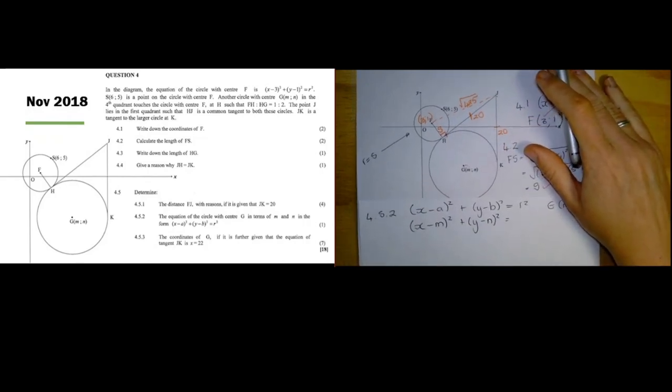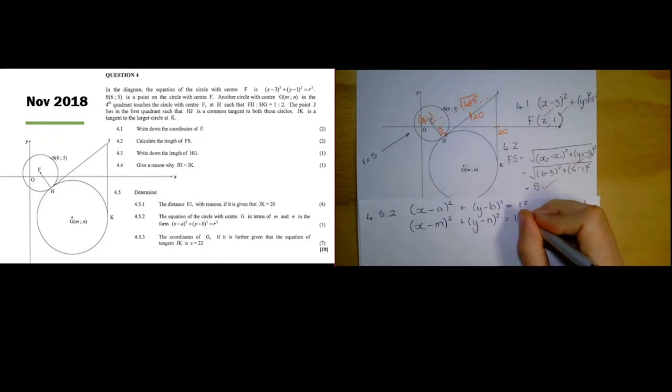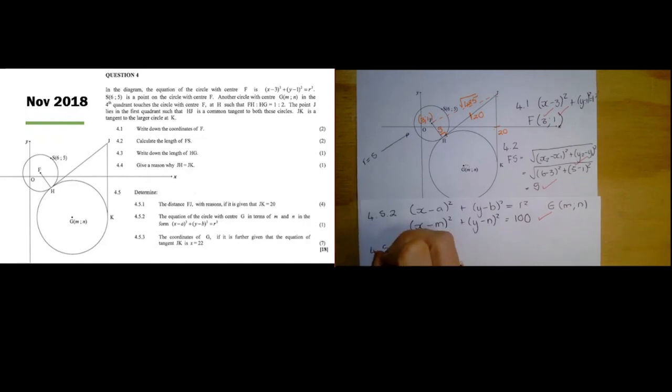Do I know what the radius is? Have I worked out the radius before? Yes, I have. It was GH. Remember, we calculated HG was 10. The formula says radius squared. 10 squared is 100. And that is one mark. So it's a mark for just writing it in that form. Question 4.5.3. Quite a lengthy question. 7 marks.